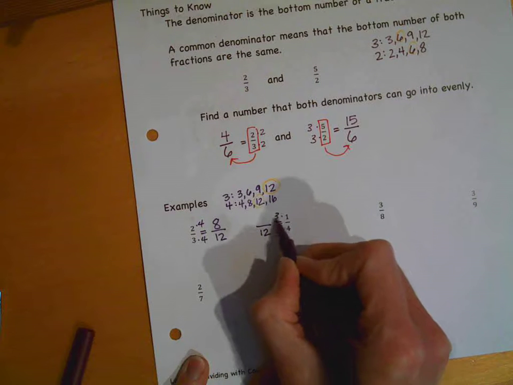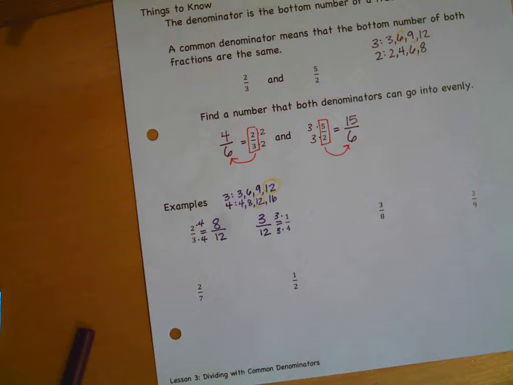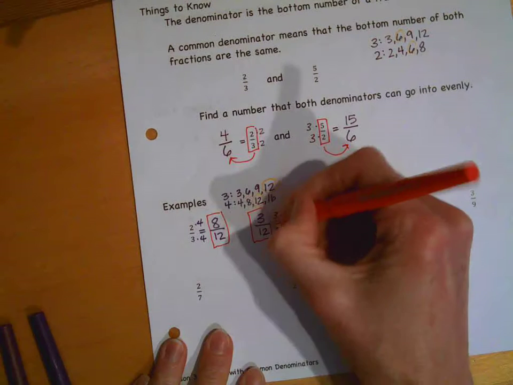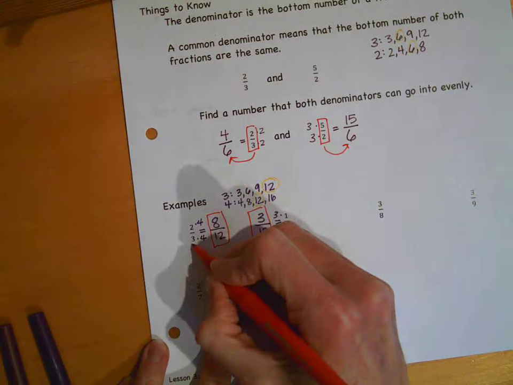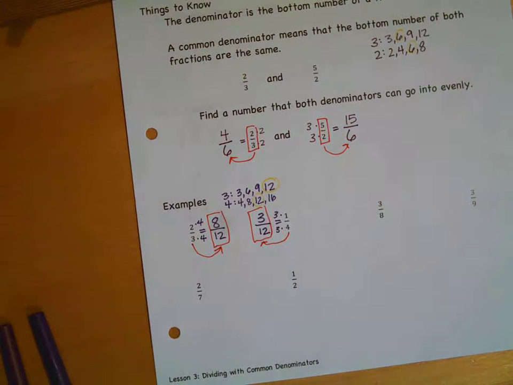Well, we times it by 3. What you do to one side, you have to do to the other. 1 times 3 is 3. And now we have, just like we did before, equivalent fractions that have the same denominator. So we went from 4 to 12, and now they have something in common, so we can actually work with them.